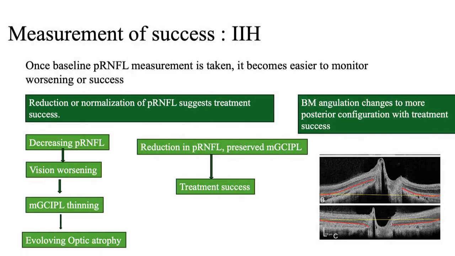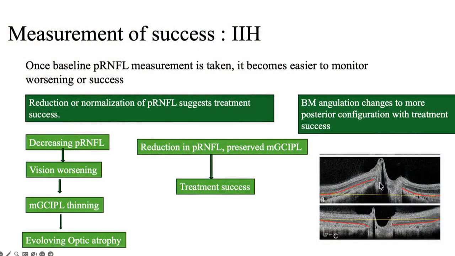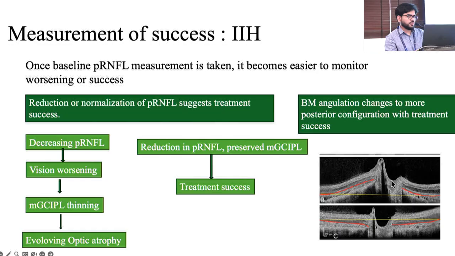Then you have the RPE-Bruch's membrane configuration. You will see that before treatment there will be inward angulation, or a V-shaped or U-shaped configuration of the RPE-Bruch's membrane, but after treatment it becomes flattened. This RPE-Bruch's membrane configuration may also have a huge role when you have chronic papilledema wherein the RNFL thickness is reduced completely, and beyond which you cannot know whether there is an increase in the intracranial pressure. In such cases wherein RNFL thickness has reached the floor effect, beyond which it cannot reduce further, you cannot detect edema as well. So in those cases the RPE-Bruch's membrane configuration might play a role.